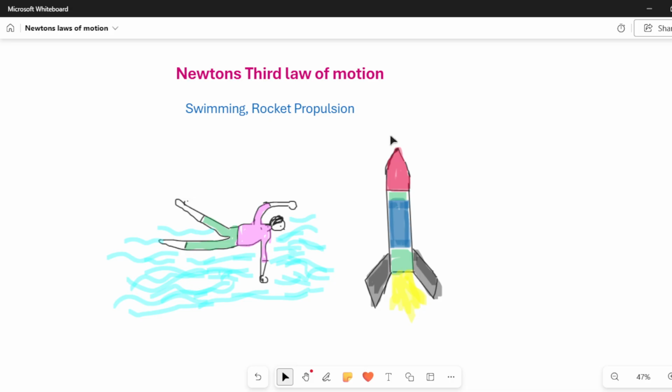The other one is rocket propulsion, where your fuel burns and produces a lot of gases. These gases are sent out of the rocket, which in turn pushes the rocket up. So gases are moved out in this direction and the rocket is moved up in the opposite direction. That's how rockets are sent up into the sky.